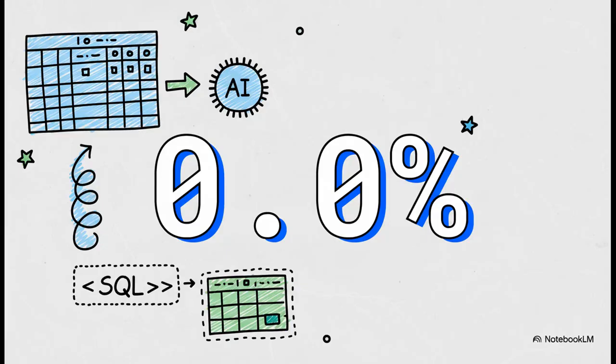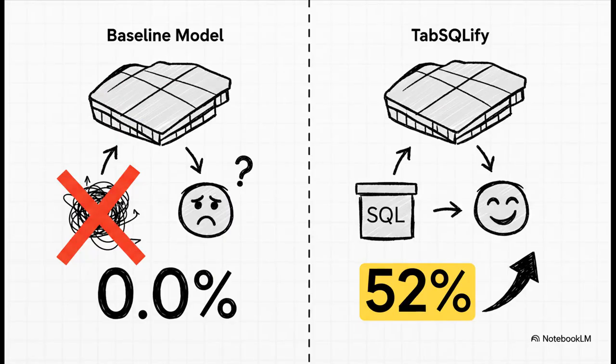Now, take a look at this number, 0.0%. What on earth could that mean? Well, that's the accuracy of a baseline AI model when you throw those really large tables at it, the ones that just completely shatter its token limit. It gets 0 answers correct. It just fails completely. But on those exact same tables, TabSQLify managed to get over 52% accuracy. This proves it doesn't just improve things, it makes answering questions on large tables possible in the first place.